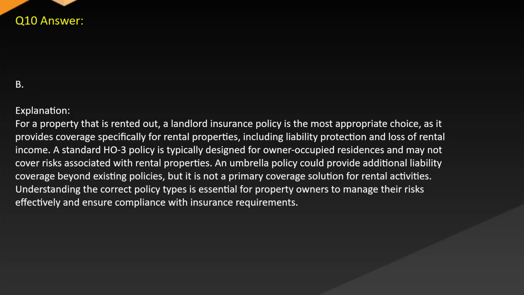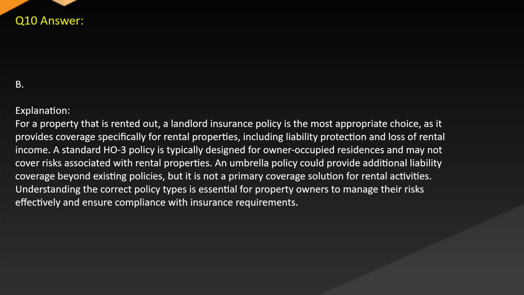Answer: B. Explanation. For a property that is rented out, a landlord insurance policy is the most appropriate choice, as it provides coverage specifically for rental properties, including liability protection and loss of rental income. A standard HO3 policy is typically designed for owner-occupied residences and may not cover risks associated with rental properties. An umbrella policy could provide additional liability coverage beyond existing policies, but it is not a primary coverage solution for rental activities. Understanding the correct policy types is essential for property owners to manage their risks effectively and ensure compliance with insurance requirements.